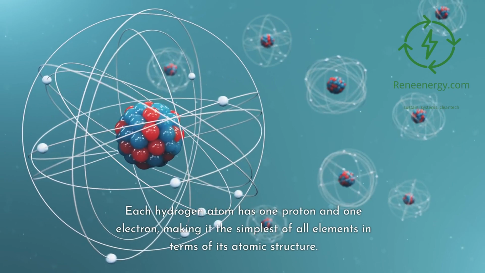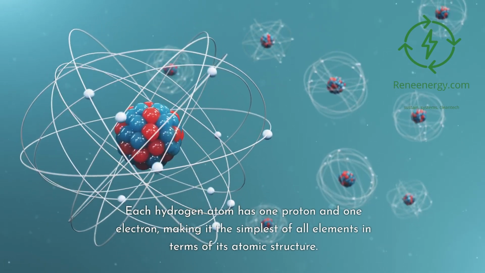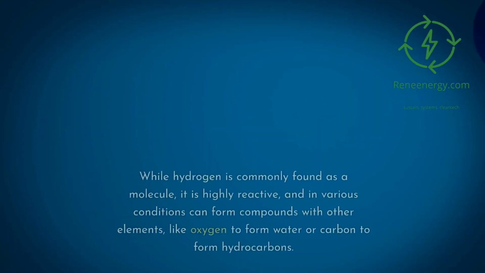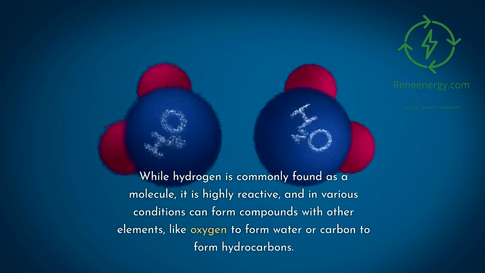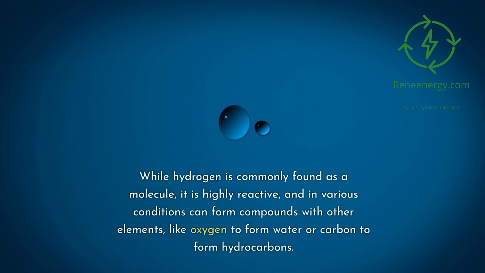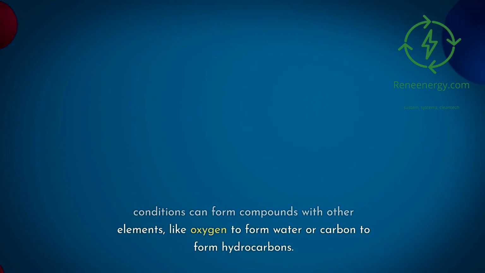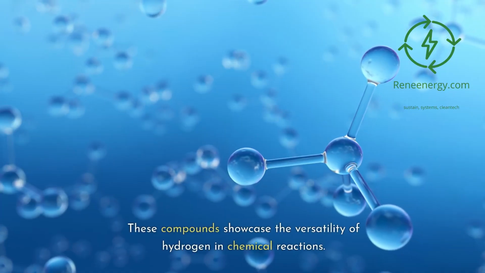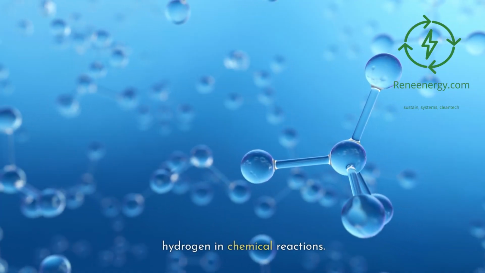Each hydrogen atom has one proton and one electron, making it the simplest of all elements in terms of its atomic structure. While hydrogen is commonly found as a molecule, it is highly reactive, and in various conditions can form compounds with other elements, like oxygen to form water or carbon to form hydrocarbons. These compounds showcase the versatility of hydrogen in chemical reactions.